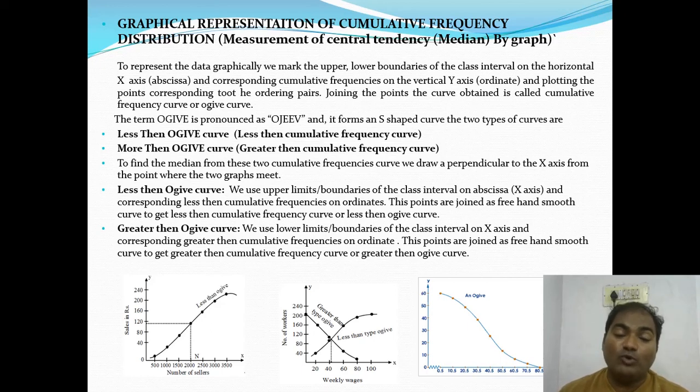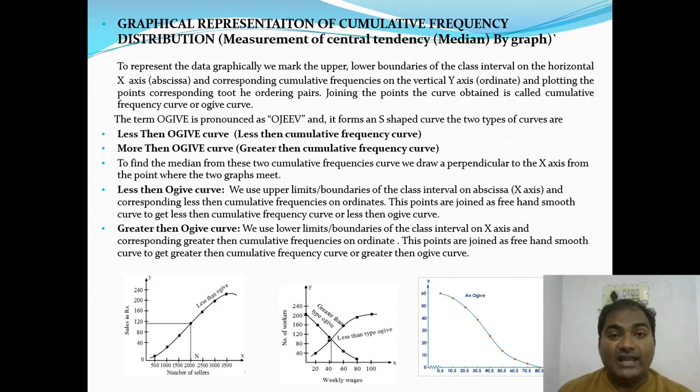I have taken both the graphs in the examples below. You can check it out. Less than ogive and greater than ogive curve, we see that both are in the shape of S. When we combine them together, we get a meeting point for these two graphs, and from that meeting point, we drop a perpendicular on the x-axis. That particular point is called the median class. I think you understood. Fine.